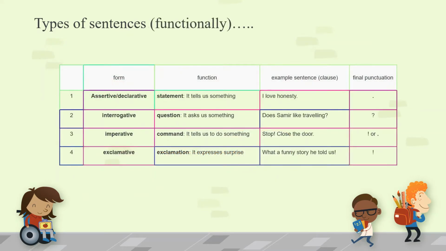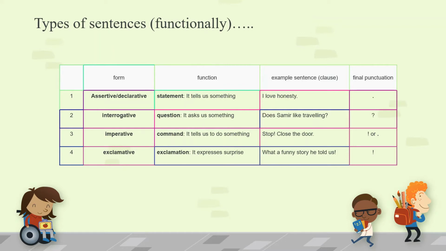Now look at the following table. The table gives us a glimpse about types of sentences. First one is assertive, also called declarative. The function of an assertive sentence is to give a statement. Therefore, an assertive sentence tells us something. For example, I love honesty. We can also say, I dislike dishonest people. An assertive or declarative sentence ends with a full stop or period.